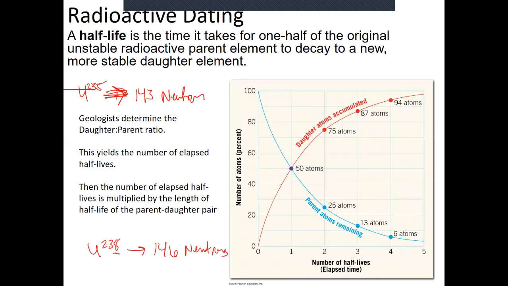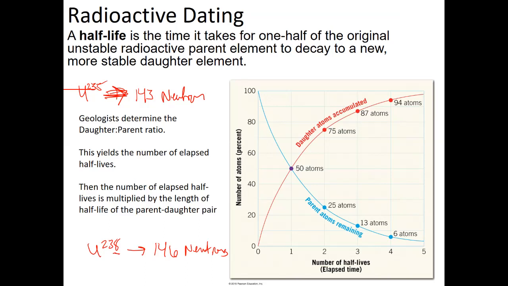So which one do you think is more unstable, more radioactive, U-235 or U-238? You said U-235 because it has fewer neutrons, which act as a nuclear glue. You're correct. So U-235 is more unstable than U-238.